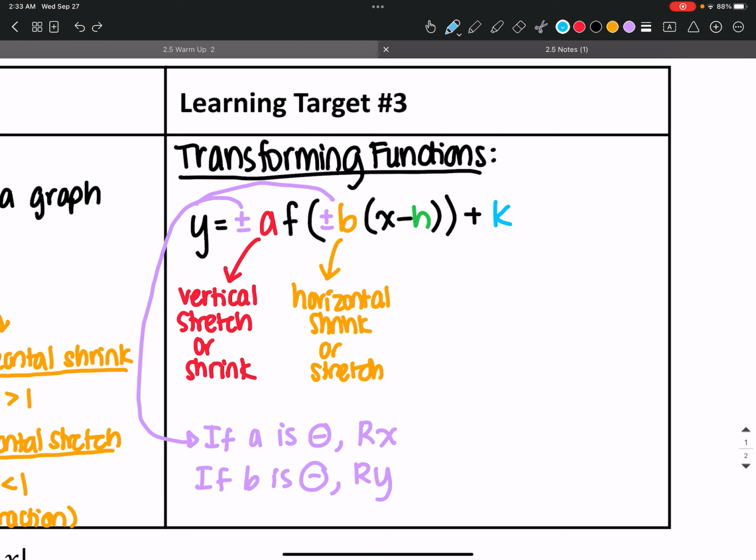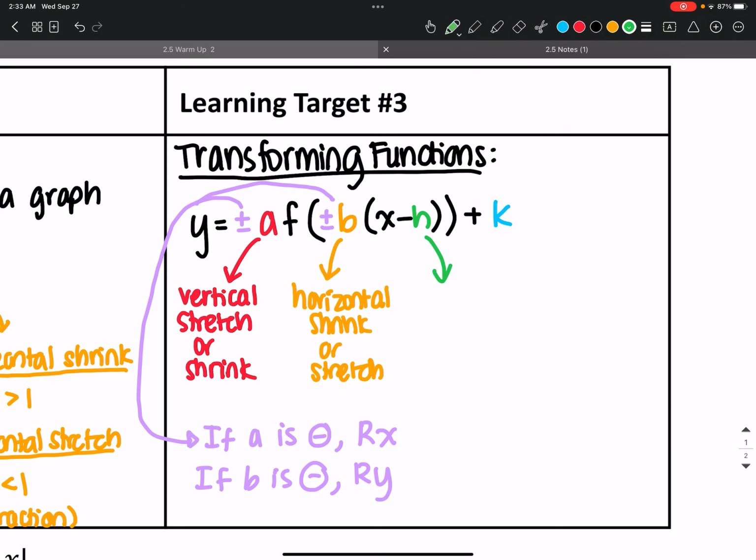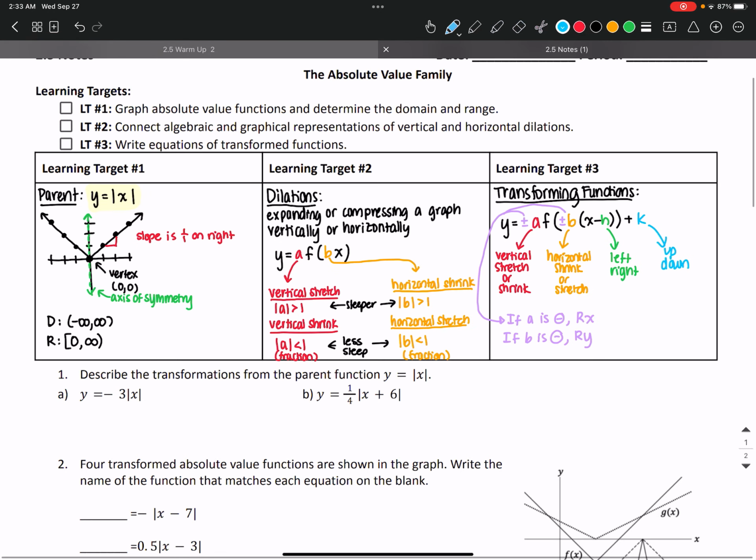Then the h is going to tell me how I'm moving left and right. And then the k tells me up and down. And that is transforming functions.